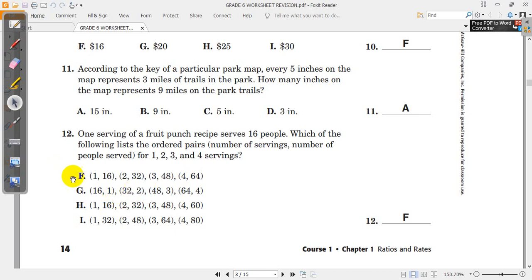Okay, so 1 serving of fruit punch is enough for 16 people. That means multiply them by 2. 2 times 1 is 2, 2 times 16 is 32. Multiply them by 3: 3 times 1 is 3, 3 times 16 is 48. Multiply them by 4: 4 times 1 is 4, 4 times 16 is 64. So F is the right answer.